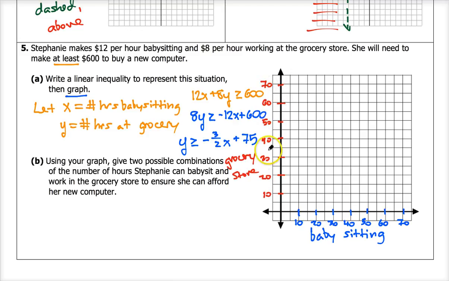Okay, so to graph this, I need to start at my y-intercept, which is (0, 75), so that's going to be up here. And then my slope is -3/2. So it doesn't matter what my scale is, as long as my scales are equivalent to each other, I just need to go down 3 spaces and right 2. And down 3 and right 2. And just keep doing that.